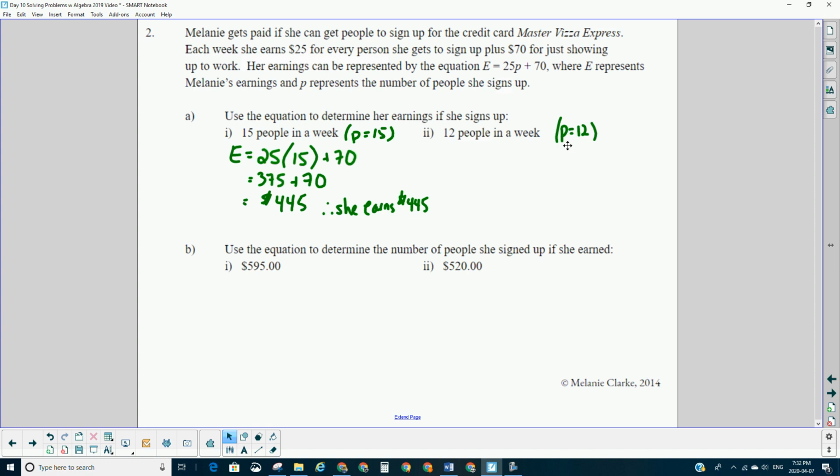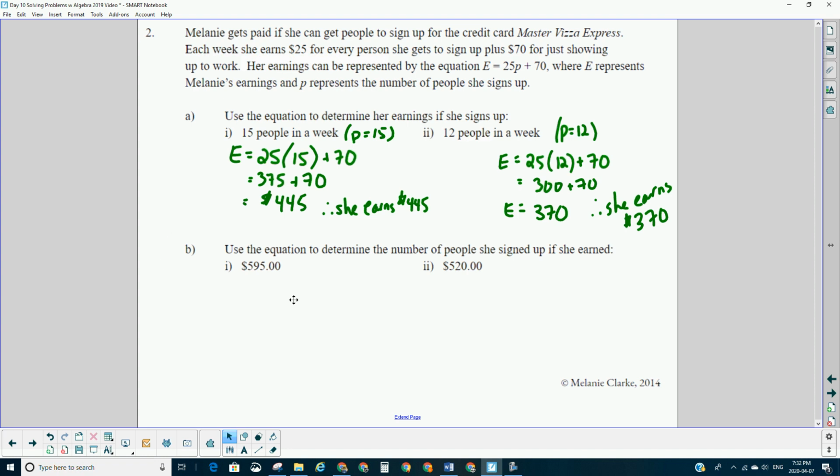12 people in a week. Her earnings then is 25 times 12. The P is replaced there. BEDMAS tells us we have to multiply before we add. So 25 times 12 is 300, plus the 70 gets us 370, and finish with a sentence.